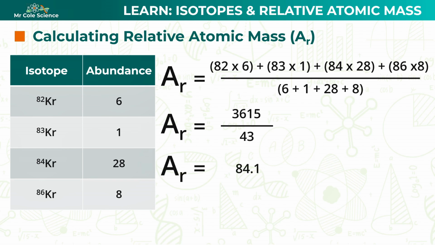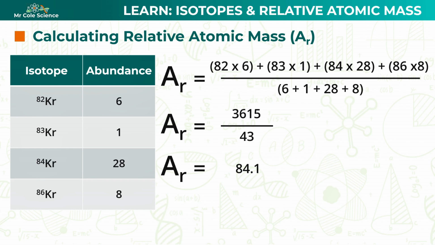Dividing 3,615 by 43 gives us 84.1 to 1 decimal place. Well done if you got that correct. If you haven't got the correct answer, look back over your work and compare it to the answers on screen to find out where you went wrong.